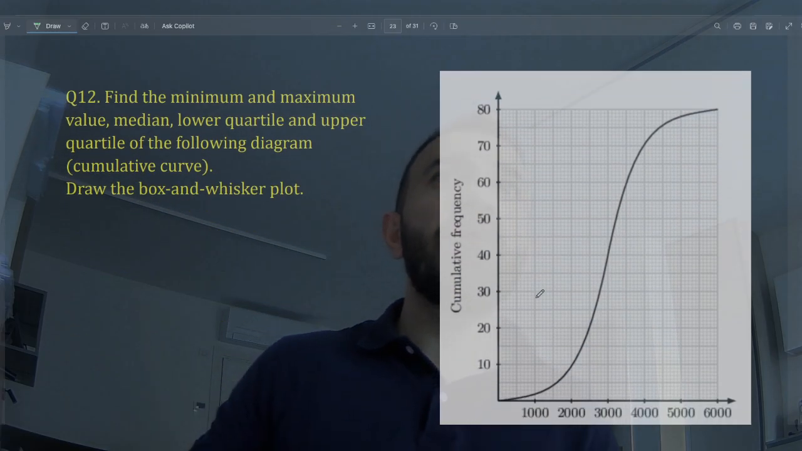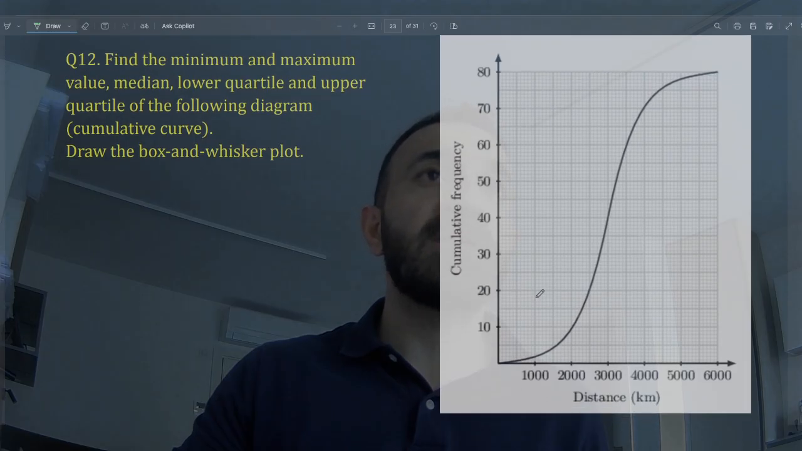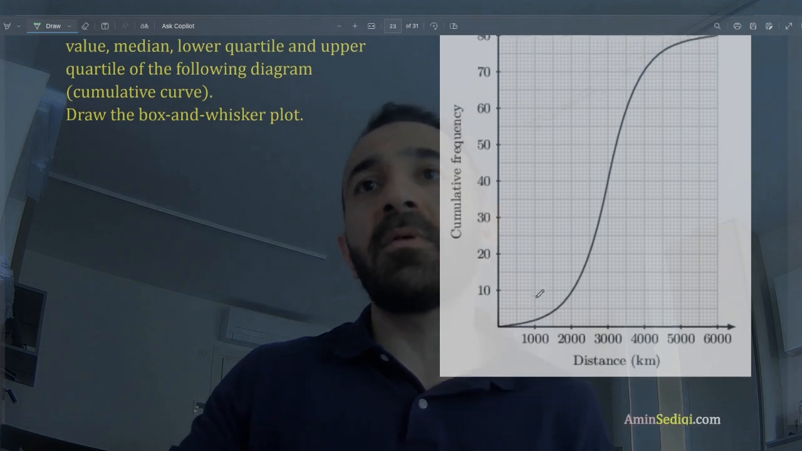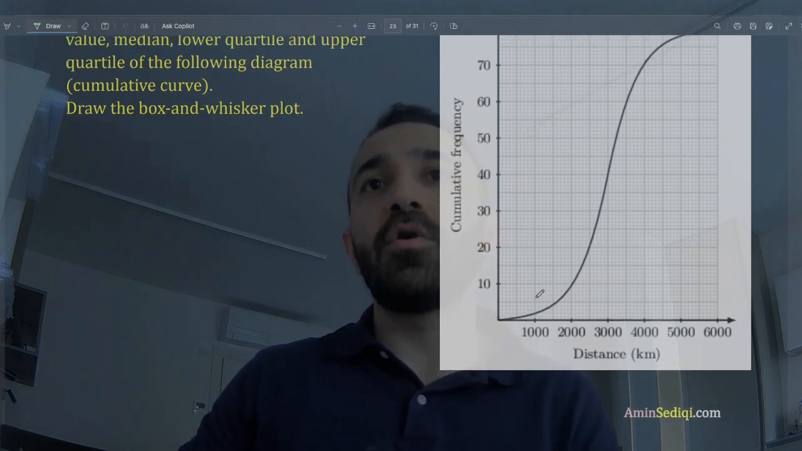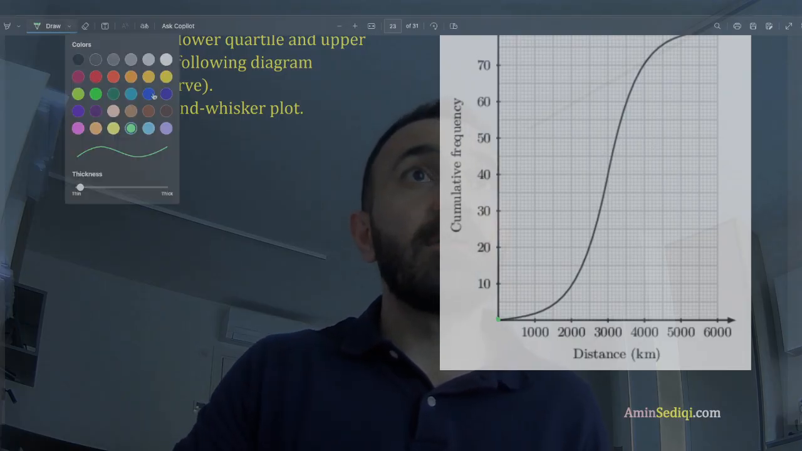Okay, find the minimum, maximum value, median, lower quartile, and upper quartile. Basically, the 5-point summary of data. And draw the box and whisker plot for this question. So the minimum is 0.